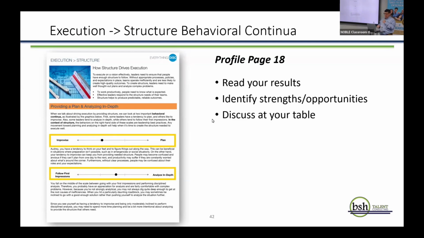Then page 18, we have improvise versus plan. So here, planning is better, and then follow first impressions versus analyze in depth, and the preferred is analyzing in depth. So when you think about the execution, this is where the rubber meets the road, so to speak. This is where we get things done. So we have to have a plan. We have to be more planful about it.